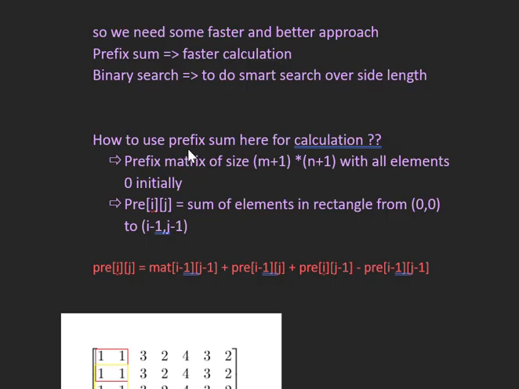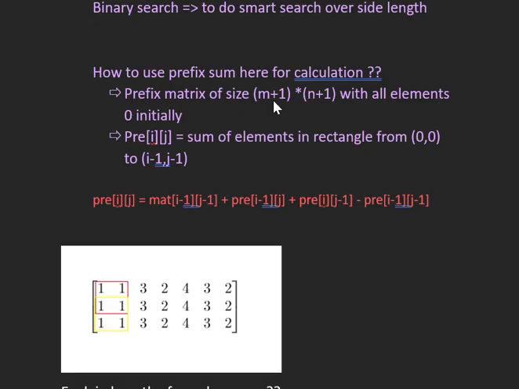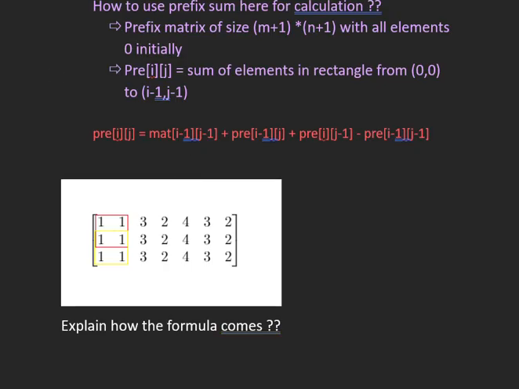So the question is, how do we calculate the prefix sum here? First of all we will take a matrix of size m plus 1 cross n plus 1, and prefix sum at point i comma j denotes this: suppose we make a rectangle from 0 comma 0 to i minus 1 comma j minus 1. The sum of all the elements in that rectangle will be stored at prefix of i comma j. And next we will be using this formula. I'll be explaining how we are getting this formula for prefix of i comma j.